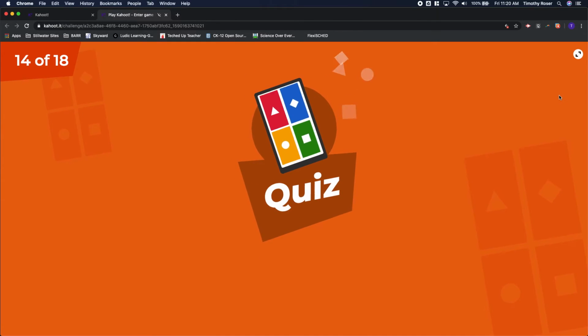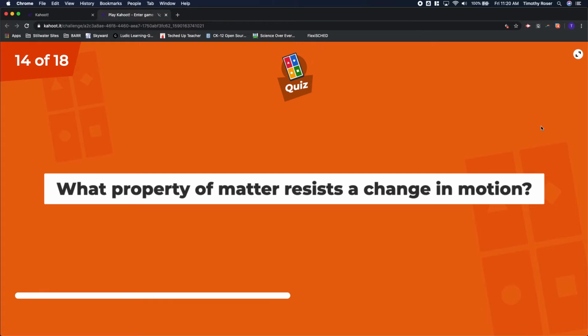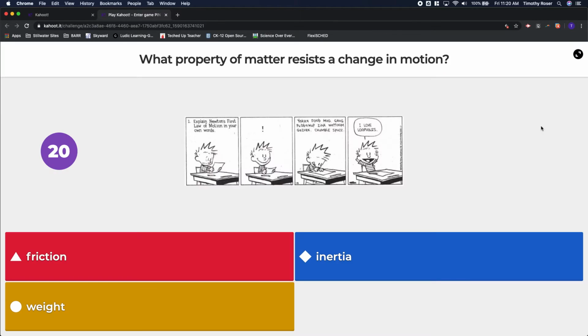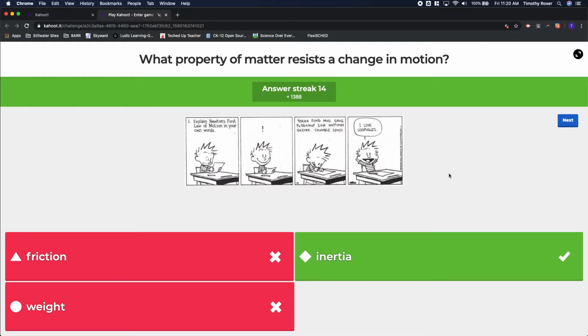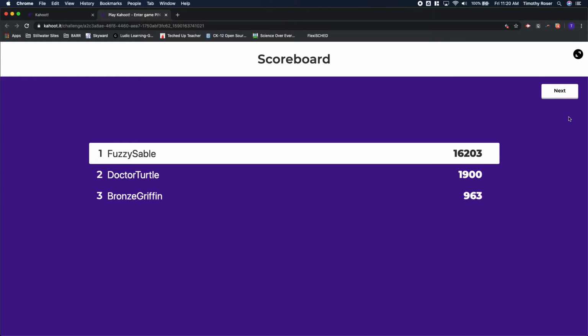All right, next up. What property of matter resists a change in motion? All right, this is going to be inertia. That is Newton's first law, that an object in motion stays in motion unless acted upon by an unbalanced force. But that idea of an object in motion stays in motion is what we call inertia.